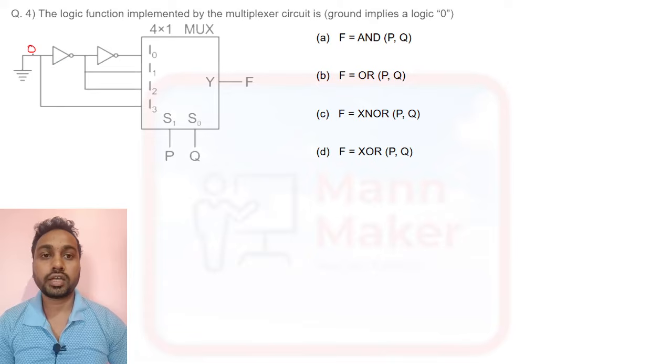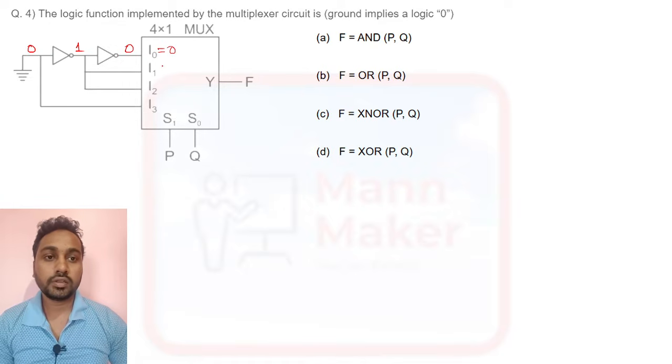So we have 0 here, and this is a NOT gate. After the NOT gate, the output will become 1 here. Then again after the NOT gate, it will become 0 here. Because NOT means complement, 0 complement is 1, and 1 complement is 0. Now from here we can write I0 is equal to what?